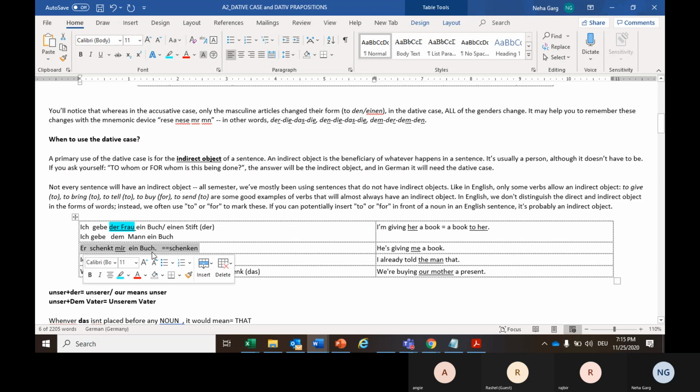This sentence. Schenk mir ein Buch. So this means he is giving me or he is gifting me a book. Schenken basically means to gift or to present. Mir is me, to me. So can you tell us what would be the nominative, accusative, and dative in these sentences? Er is nominative, ein Buch is the accusative, and mir is the dative.